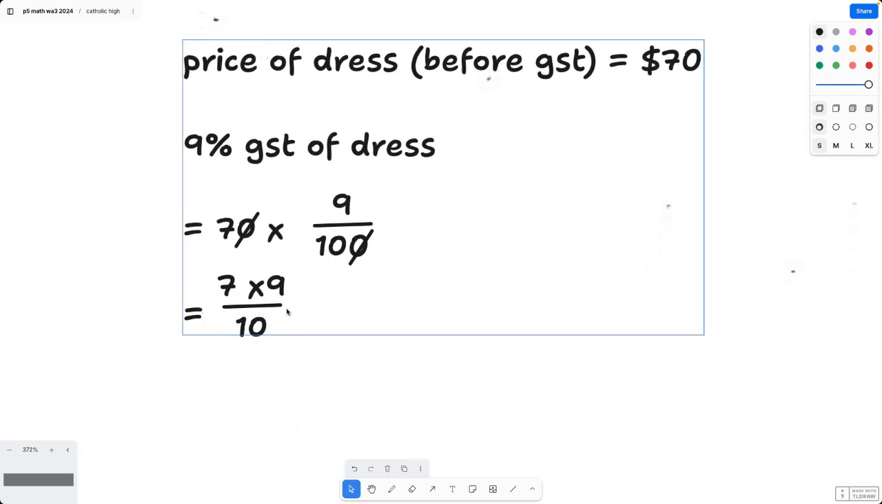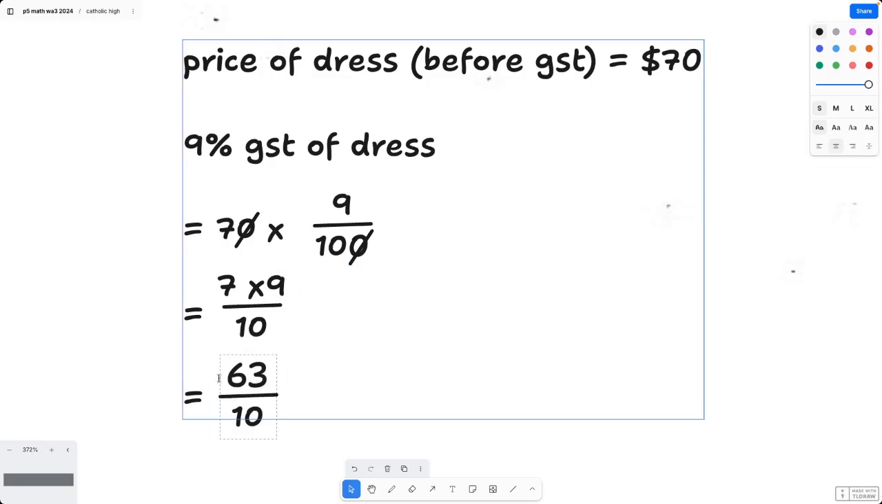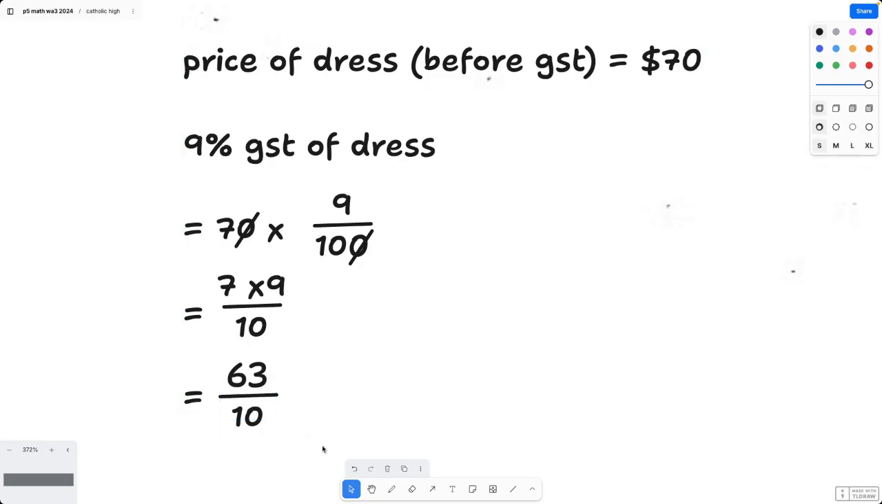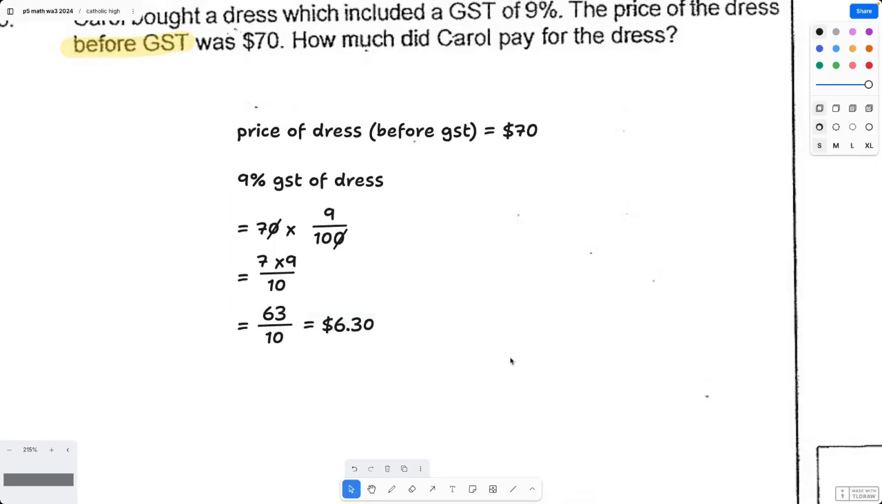And then this will then become, so what is 7 times 9? It's basically 63, right? So 63 out of 10. And this will then give us equal to 63 divided by 10. This will give $6.30. That's what I see over here. There you go, right? Okay, so now we know all of this.